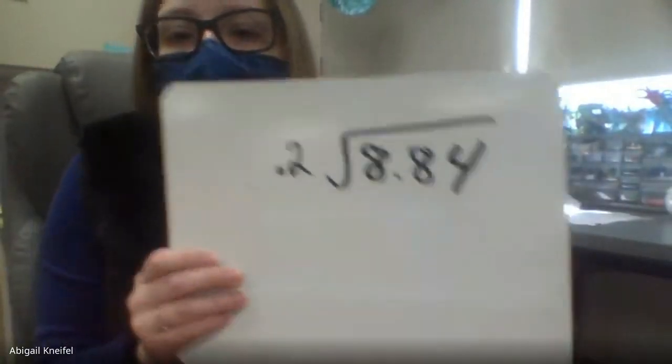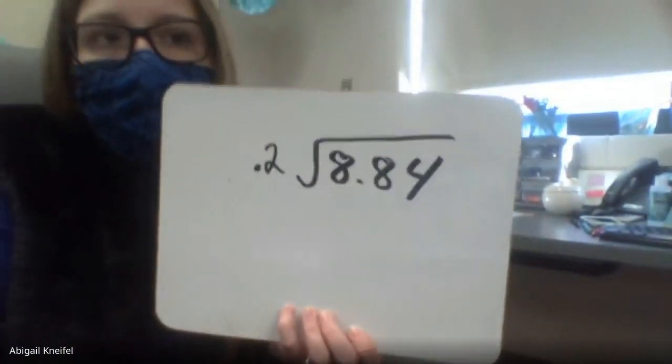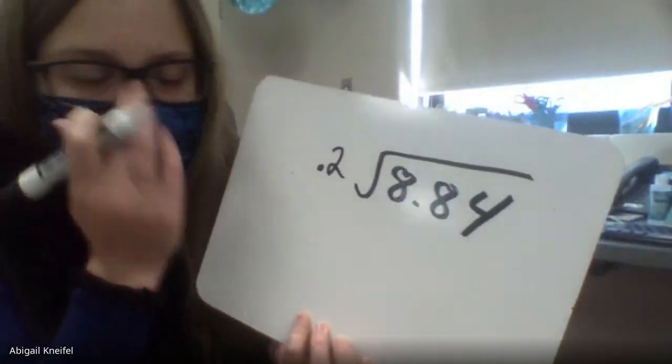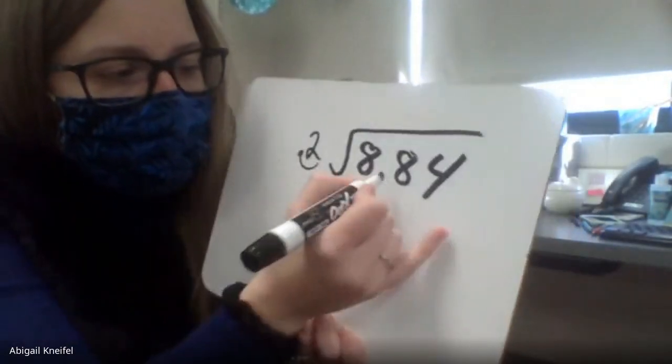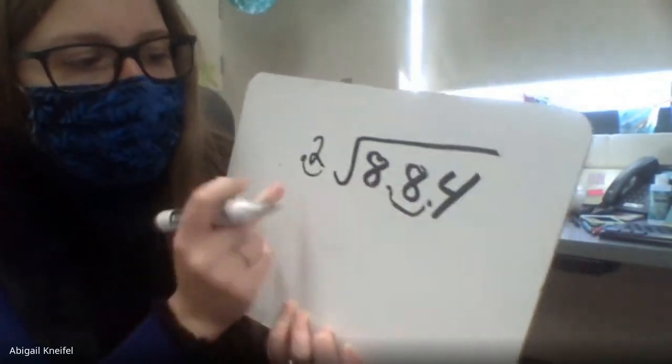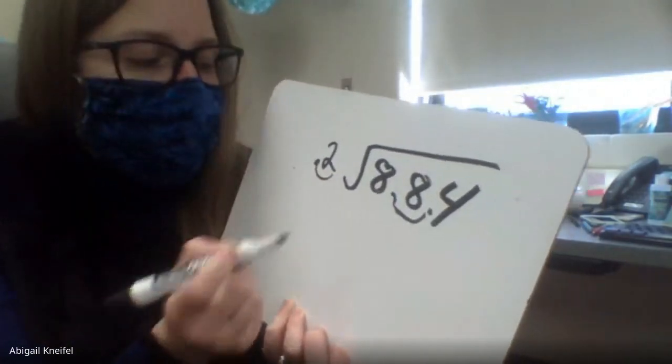All right, what do we got to do first? First, we got to move our decimals to the right. So I'm going to move decimal number 1 here, and I'm going to move decimal 1 over there. And then we're just going to divide like normal.